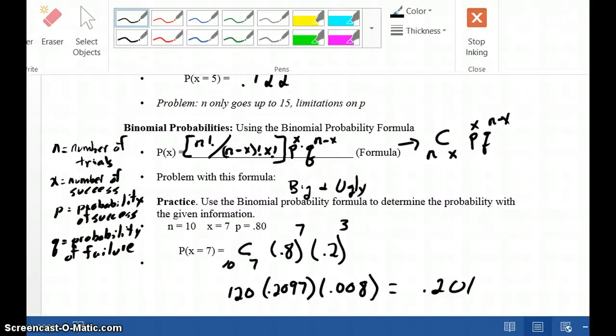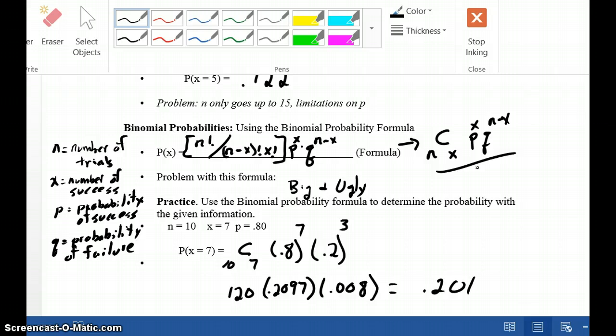When you look at this formula, you should recognize that the first part, n factorial over n minus x factorial, is really just the same as combinations, n choose x. So rather than going through all of that formula, we can use our calculator to do the combinations part, and then p to the x times q to the n minus x.